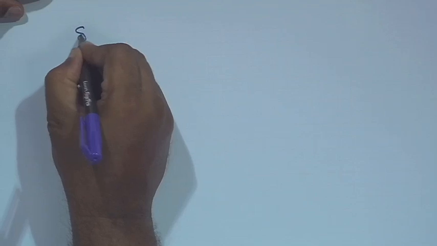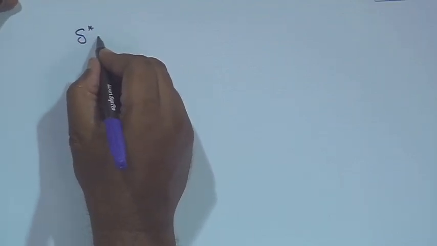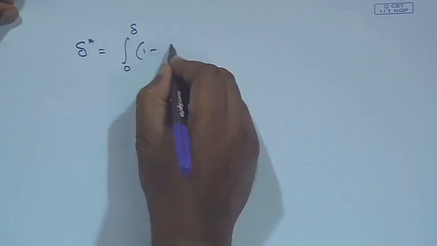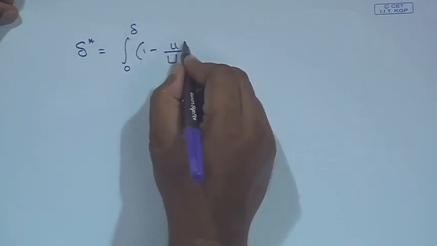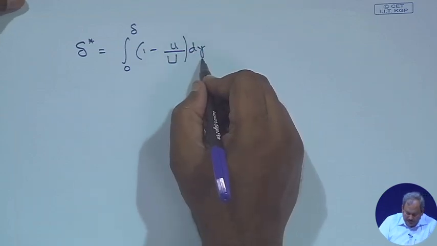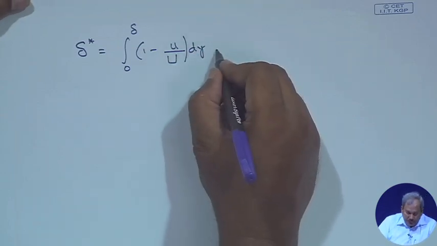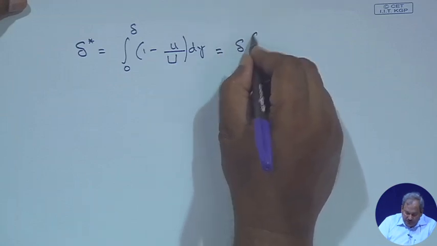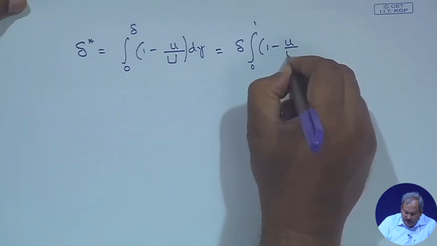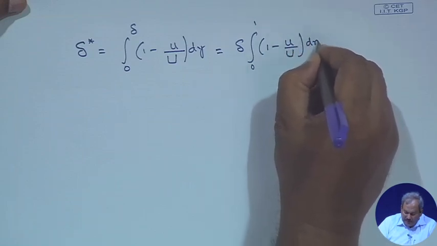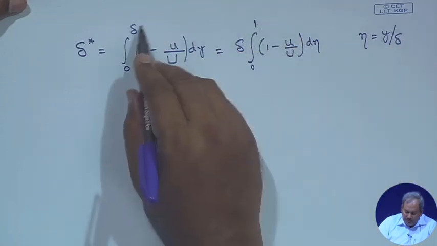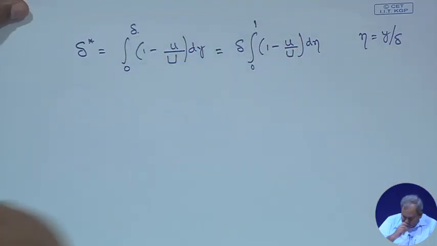By definition, the displacement thickness delta star is the integral from 0 to delta of 1 minus small u by capital U, where capital U is the free stream velocity, times dy, y being the distance from the solid plate. So, if I take delta outside, the limit changes. It is going to be 1 minus u by capital U times d eta, where eta is simply y by delta. So, the limit will change from delta to 1.